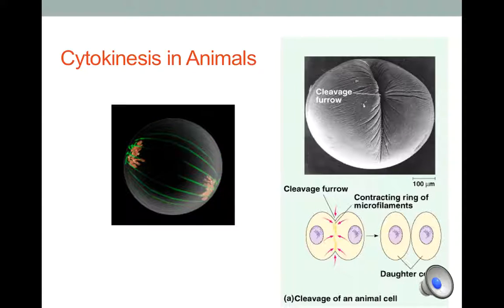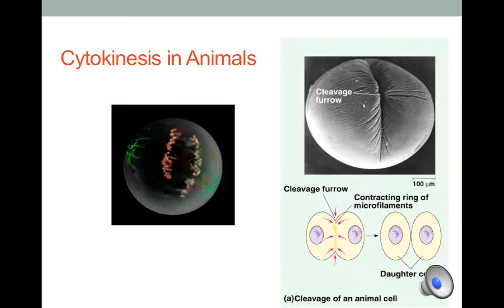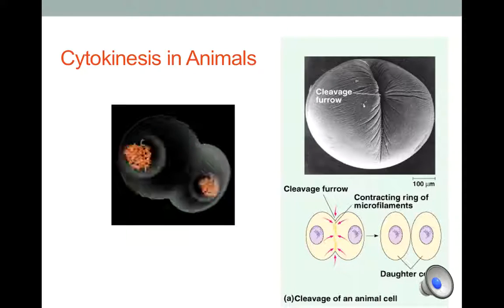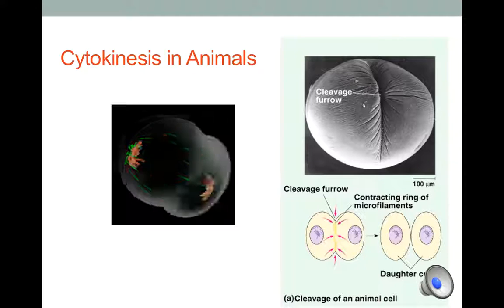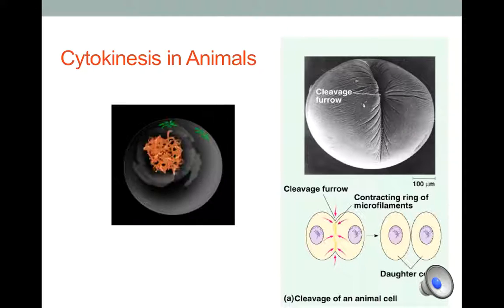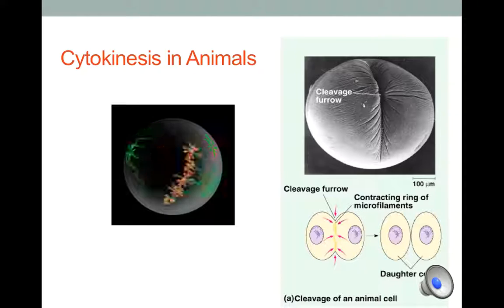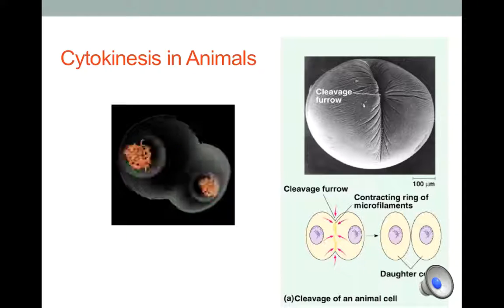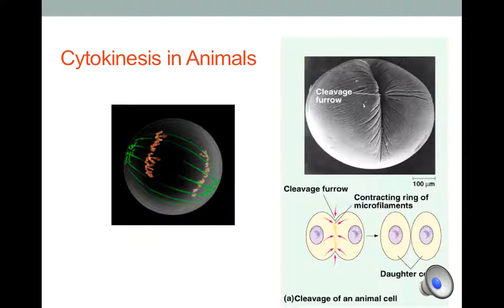Cytokinesis happens differently in plant and animal cells. In animal cells, a cleavage furrow is going to be formed to separate the two new cells. Actin filaments, which are protein filaments, are going to form what is called a contractile ring between the two new daughter nuclei, and it's going to pinch the cell membrane together, forming that cleavage furrow. And once the cell membrane is pinched all the way and two new cells are formed, cytokinesis is complete.